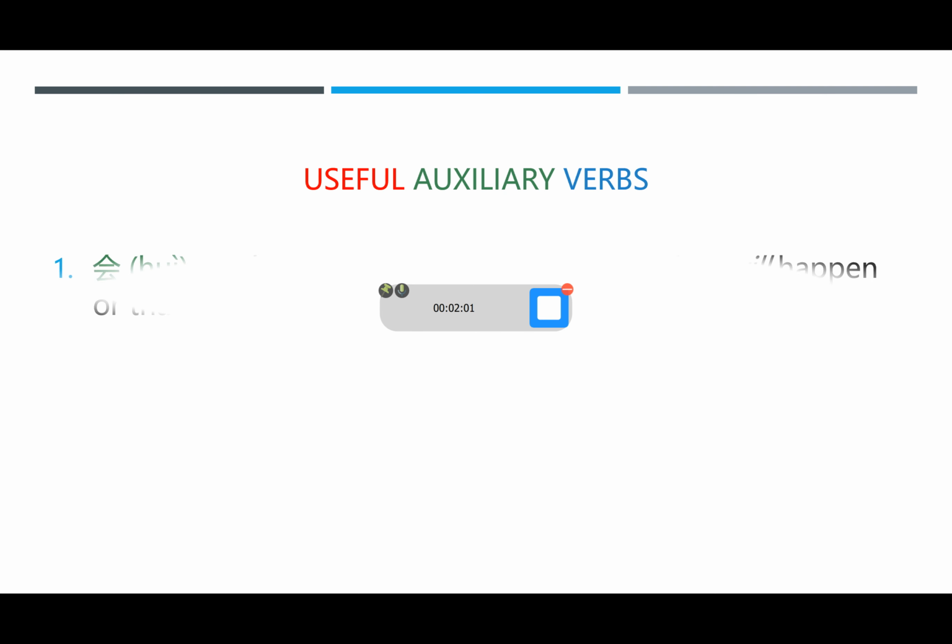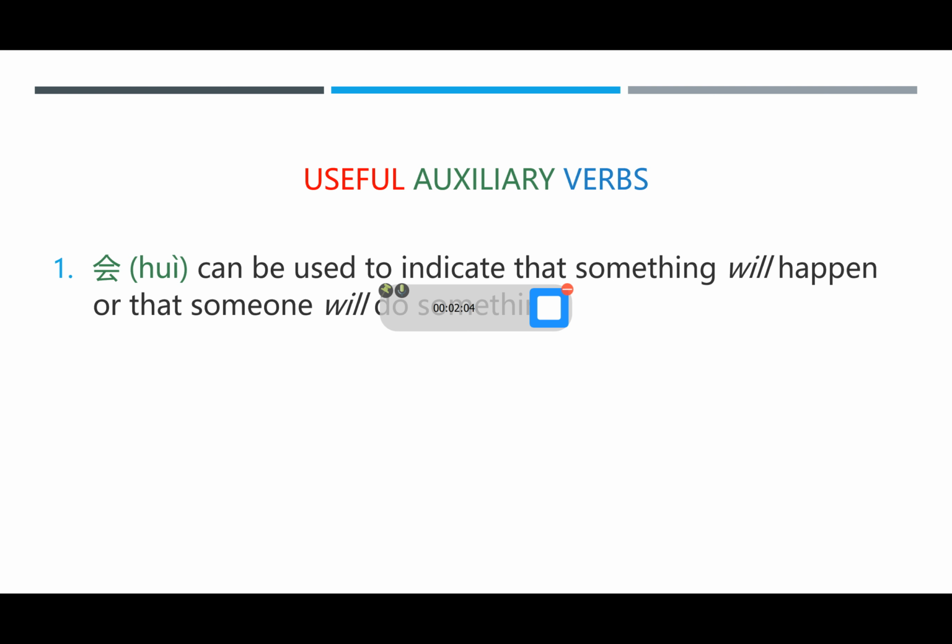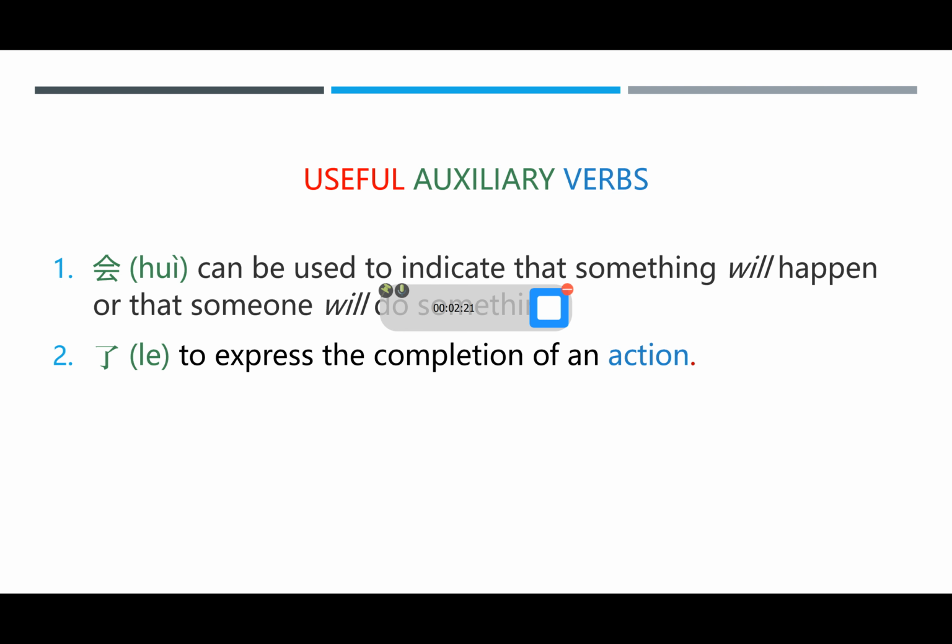Okay, so some of the most useful auxiliary verbs in Chinese. Hui, which means to be able to do something, but it can also be used to indicate that something will happen or that someone will do something in the immediate future. Le is used to express the completion of an action. Shang is used to express your intention to do something. So it's a kind of an aspirational phrase. It doesn't guarantee that the action will be taken in the future.